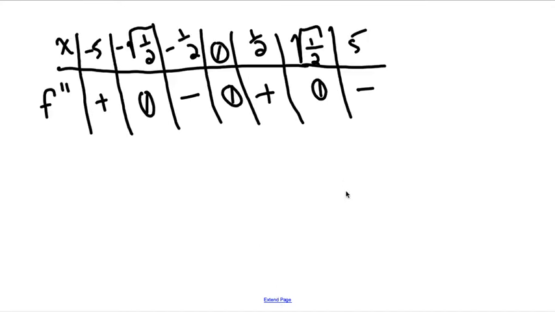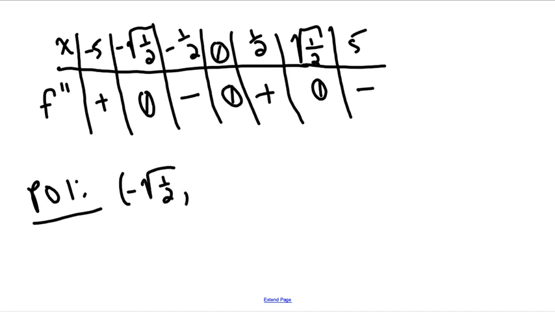So we have points of inflection because the concavity is changing: negative to positive, and then negative to positive, and then back to positive and negative. So our points of inflection, one of them would be the negative square root of 1/2, and then whatever we plug in there. One is at 0, and then the other one is at positive square root of 1/2.